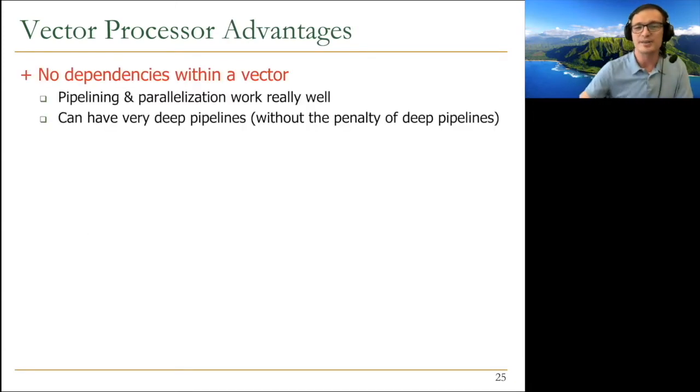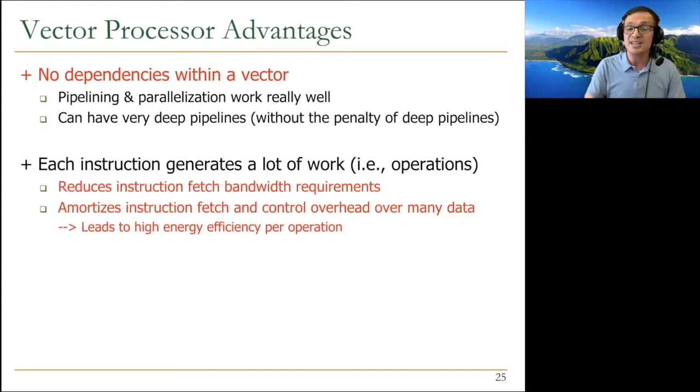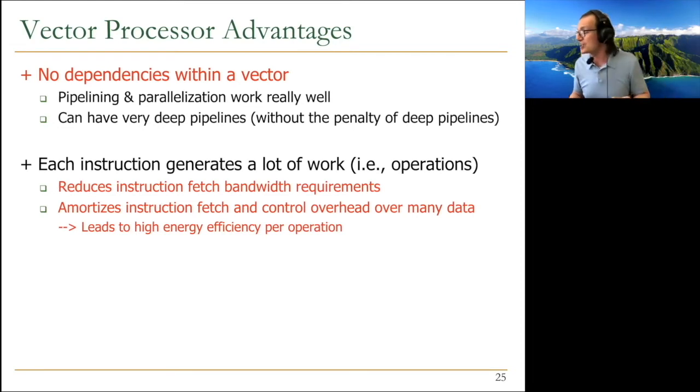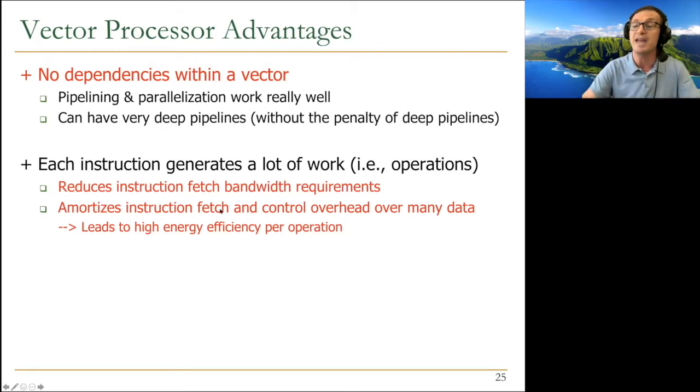Okay, let's talk about advantages and disadvantages of vector processors before we go into more detail and program these a little bit. So there are no dependencies within a vector, so pipelining and parallelization work really well. As a result, you can have very deep pipelines without the penalty of deep pipelines because there are no control flow dependencies, no data dependencies. Remember, these are the problems with pipelines. Resource dependencies still exist, so you need to solve them somehow. And each instruction generates a lot of work, a lot of operations. So this reduces the instruction fetch bandwidth requirements. You don't need to fetch a lot of instructions. And this amortizes the instruction fetch, decode, and control overhead over many data elements.